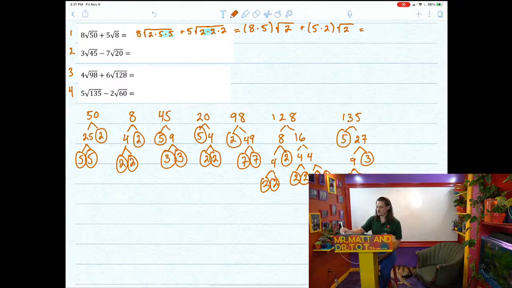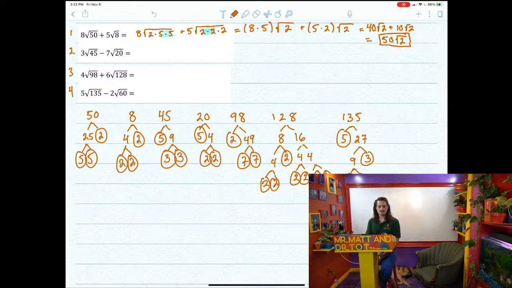So then that would simplify into 40 root 2 plus 10 root 2. And so your answer here is going to be 50 root 2. Once you have common radicands, you keep the common radicand, and add or subtract the coefficients.